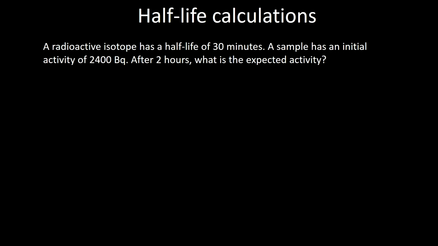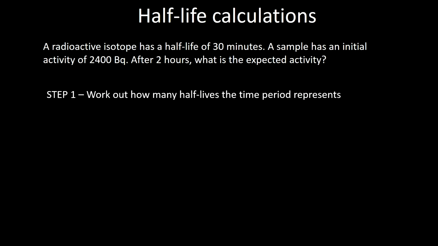So if you get a question like this, remember there are no formulae on the formula sheet for this. You just have to remember what to do. All you need to do is to work out how many half-lives the time period corresponds to. So that's step one. And here we've got 2 hours, and 30 minutes goes into 2 hours 4 times, so we've got 4 half-lives.